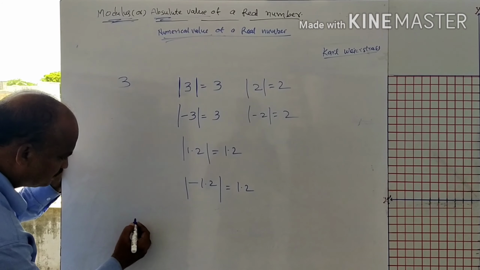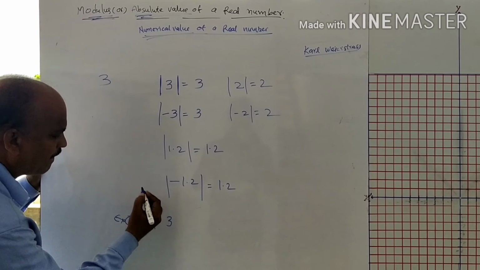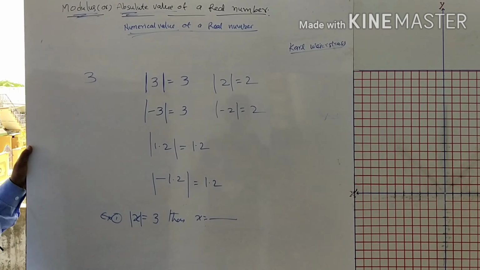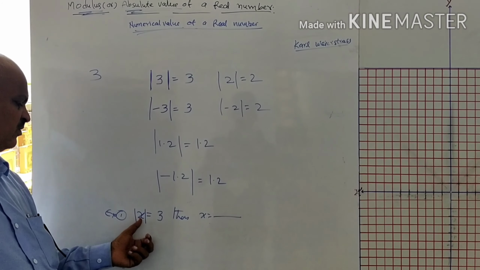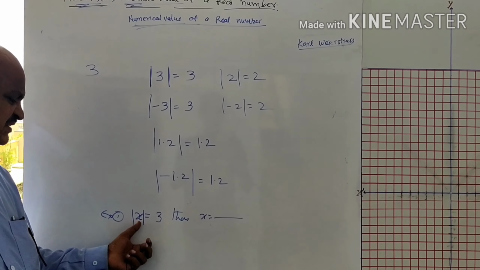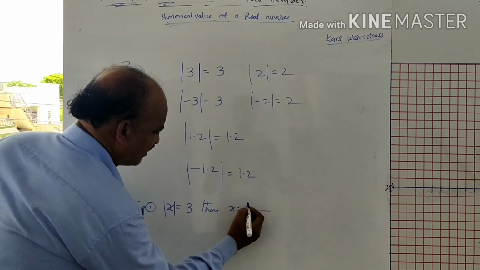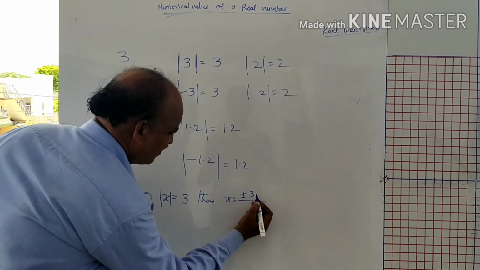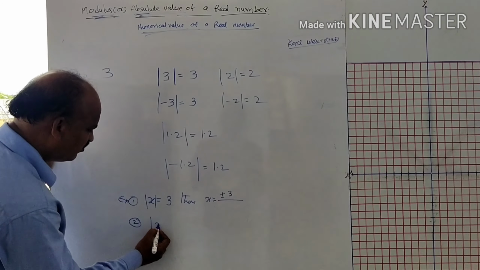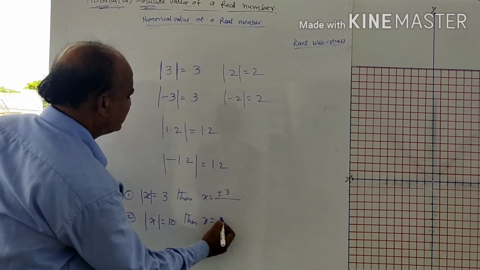For example, if modulus x equals 3, then what is the value of x? If you write x equal to 3, modulus 3 equals 3. If x equals minus 3 also, modulus minus 3 equals 3. So the values of x are plus or minus 3. And the second one, modulus x equals 10, then x equals plus or minus 10.